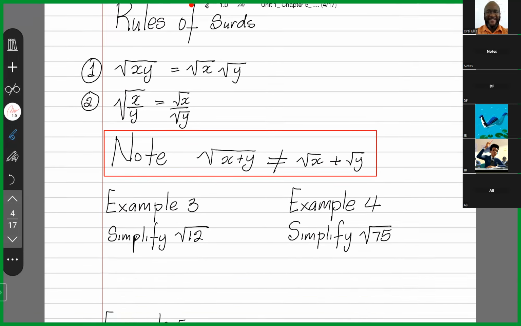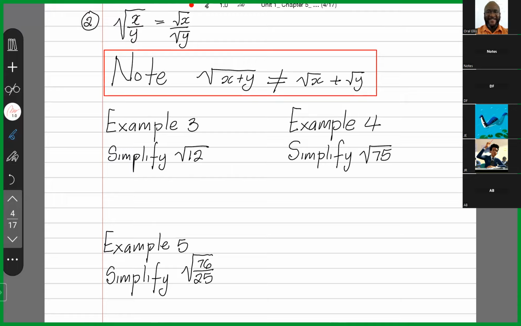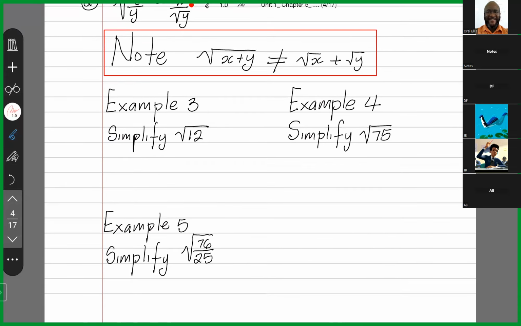All right, so let's have a go at examples 3, 4, and 5. I will just do 3, then you can do 4 and 5, after which time I will come back and do 4 and 5. All right, so we're asked to simplify in example 3, the root of 12.